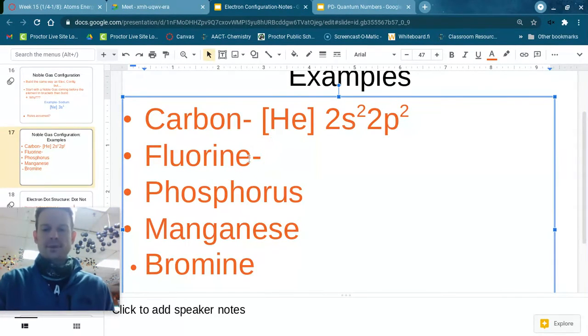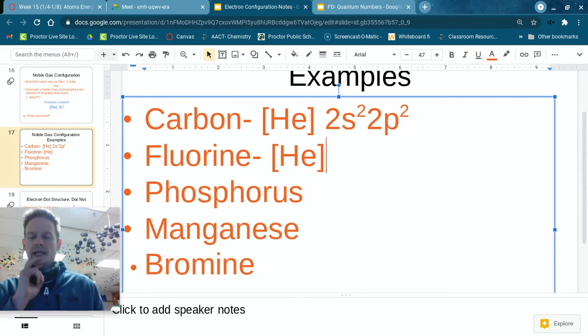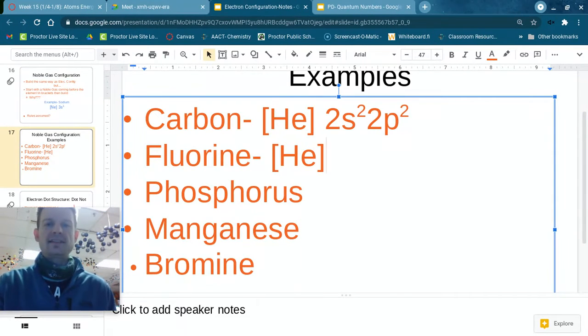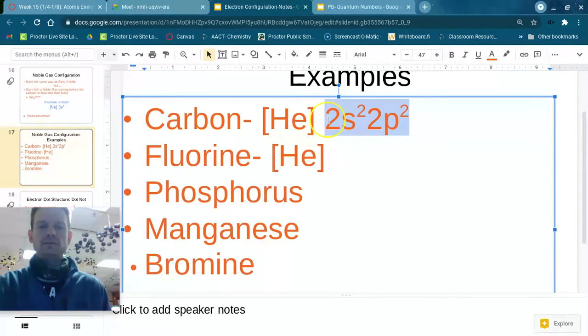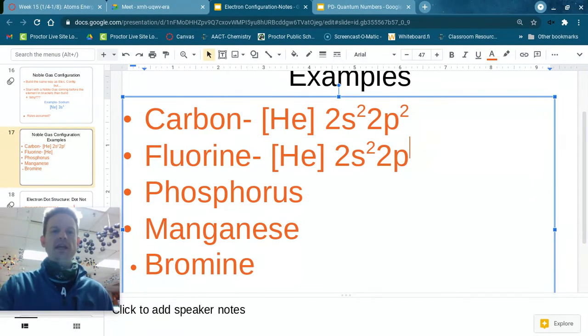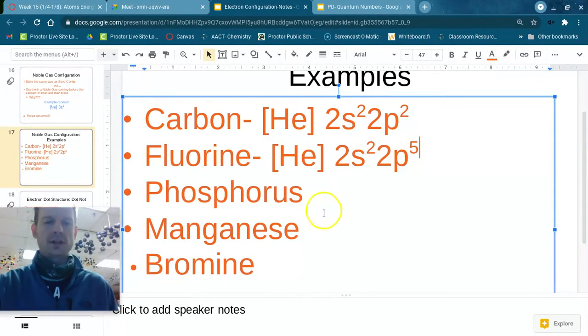Let's do fluorine, right? Same thing. Fluorine would be He again, because fluorine's in period 2, so we go to the period 1 noble gas. And this is the same. So I'm just going to take this up here, copy it, bring it down here, and change this number. What should it be? Well, if you have your notes from the last one, it's the exact same number. This should be 2p5. So starting at helium, 2s2, 2p5. Really, helium is just the 1s2, and that's all it's giving us.